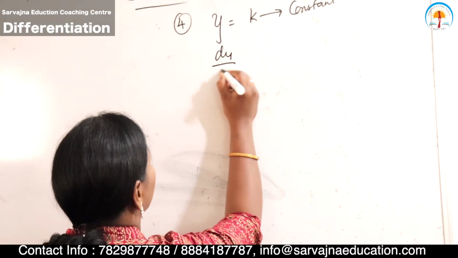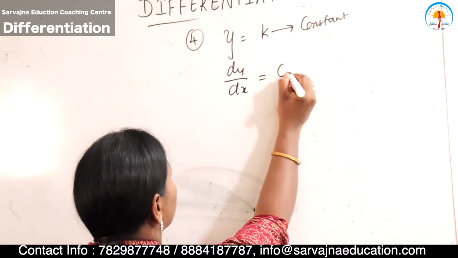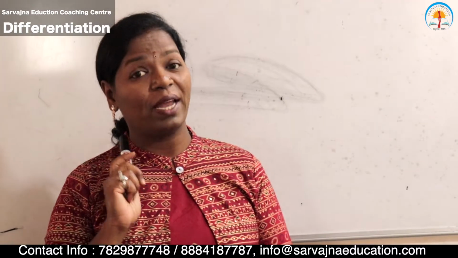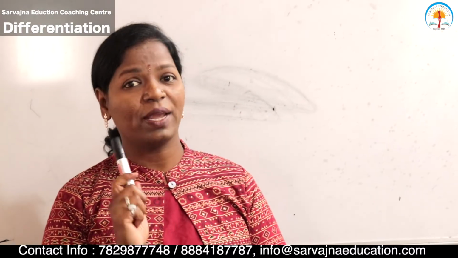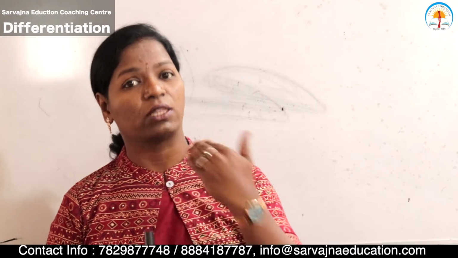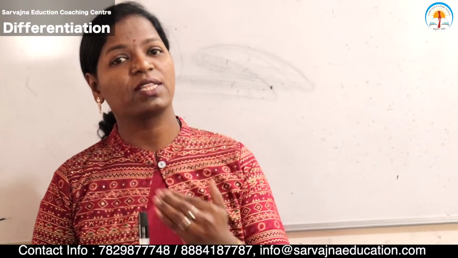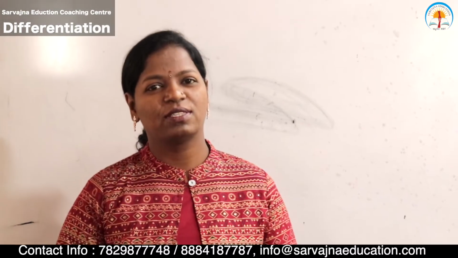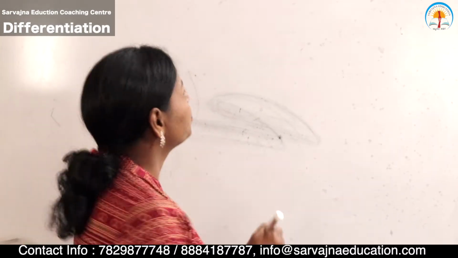dy by dx is equal to 0. And also when I get the 0, the constant should be independent. It should not be with any other function. It should always be independent. Yes guys, we'll just move on to the fifth one.